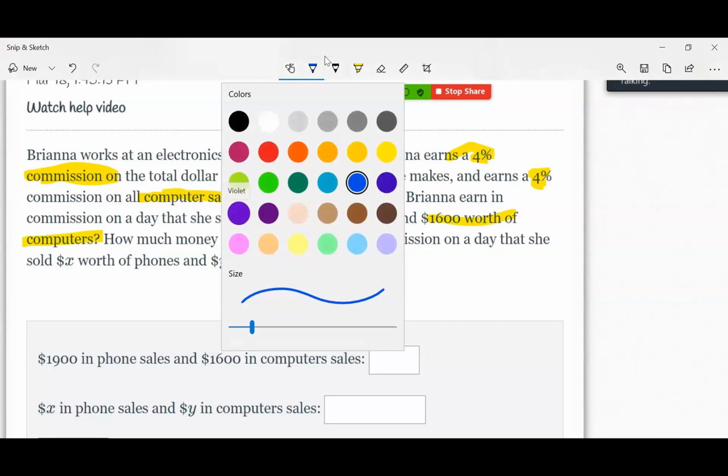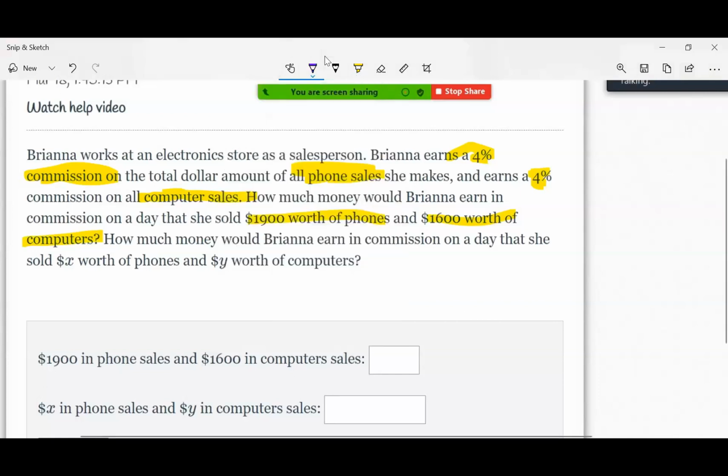So who kind of understands what commission is? Or just basically yes or no, if I say commission, do you know what I'm talking about?